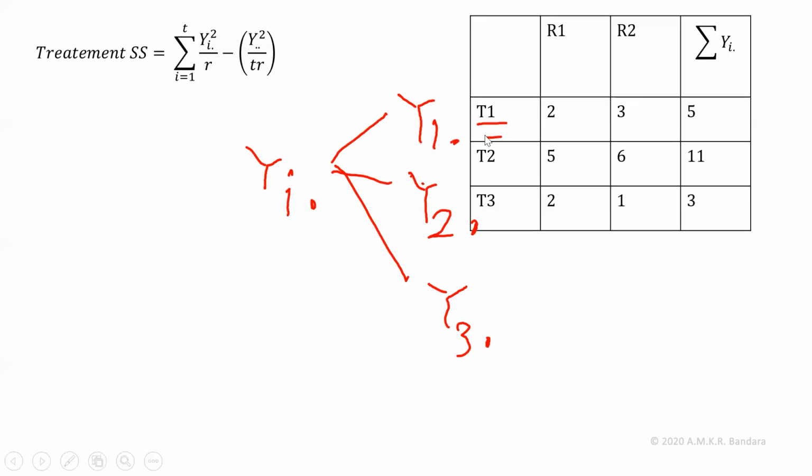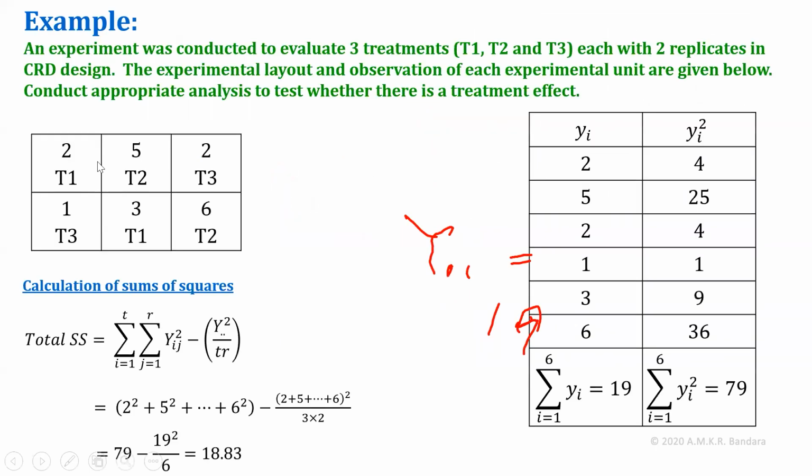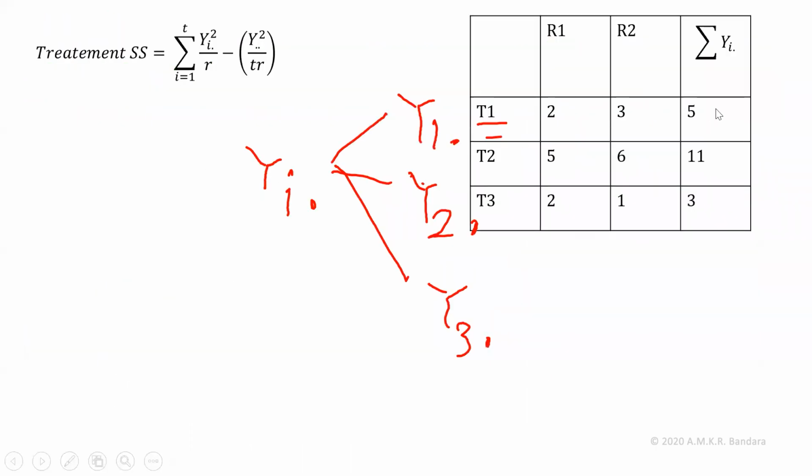First treatment total, you see we have applied first treatment to 2 experimental units, that is to this experimental unit and this experimental unit. So total of first treatment will be 2 plus 3, 5. Likewise, find the second treatment total, that is 11, and third treatment total, that is 3. So now you have found the total of each treatment.